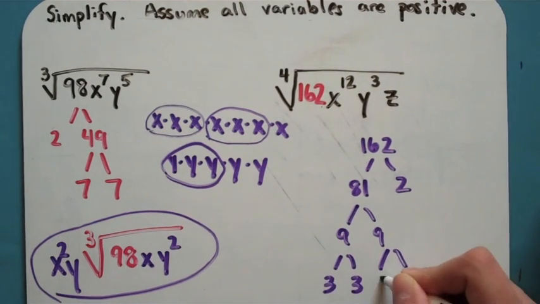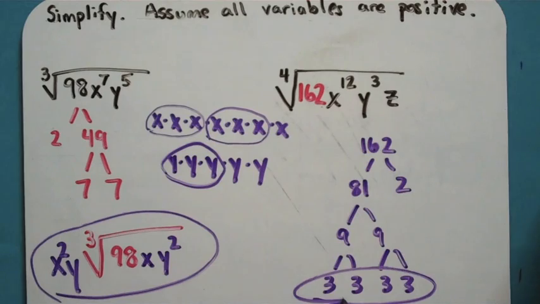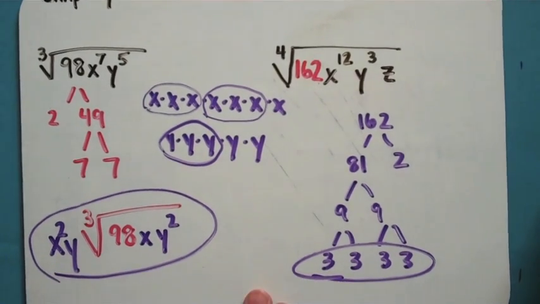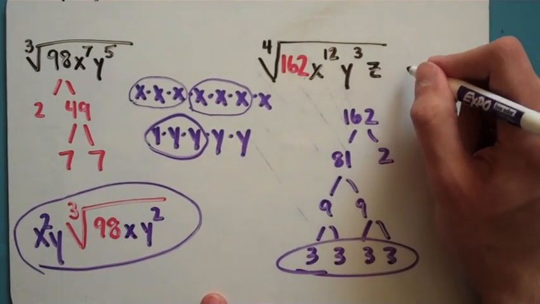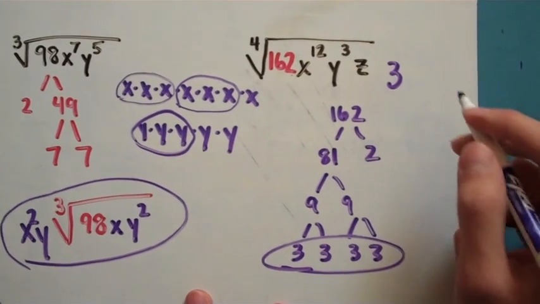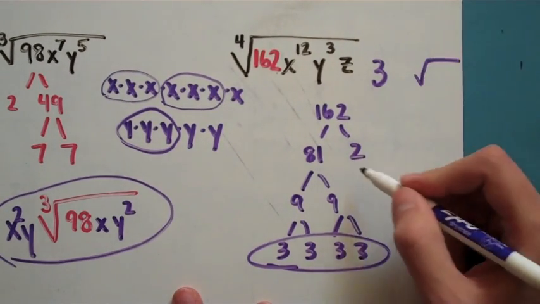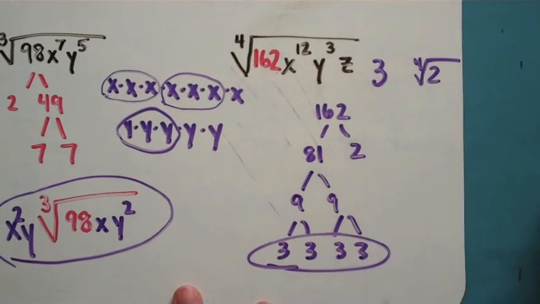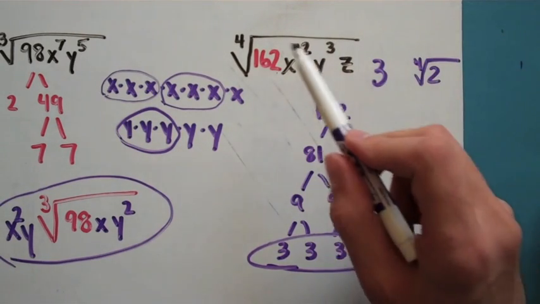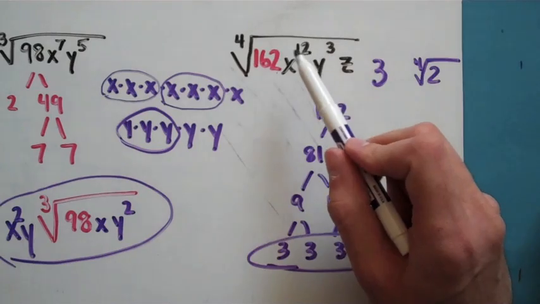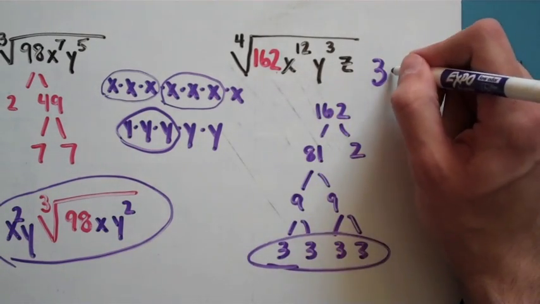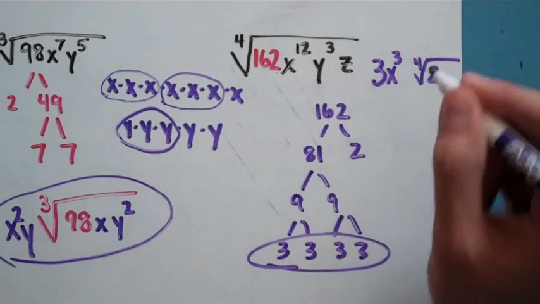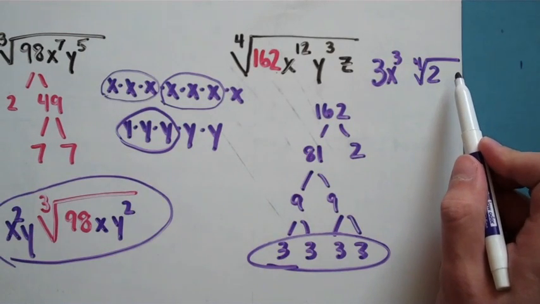We're looking for a group of 4, and it turns out we have that. So we got our 3's right there. We're going to put a 3 on the outside, and we're going to put the leftover 2 on the inside still, and we have our 4th root right there. Now we just have to look at the variables. If I have 12 x's making groups of 4, I can put 3 x's on the outside, x to the 3rd. There are no x's left over.